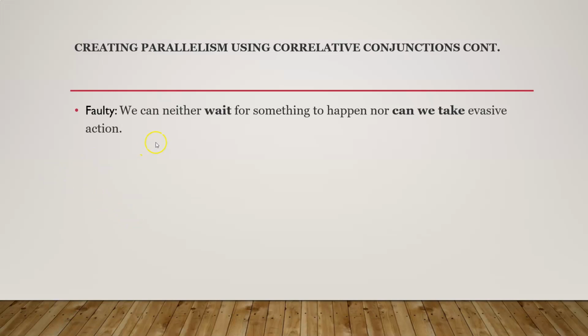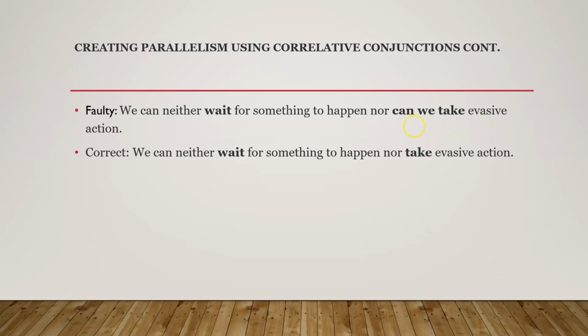We can neither wait for something to happen, nor can we take evasive action. So here we have neither, then wait, but here we have nor and can we take. So wait and can we take do not have parallel structure. And it sounds funny. Here's an example of a correct version of that sentence. We can neither wait for something to happen nor take evasive action. So again, right after the conjunction neither, we have wait, and right after the conjunction nor, we have take. Neither wait nor take. Sounds better than neither wait nor can we take.